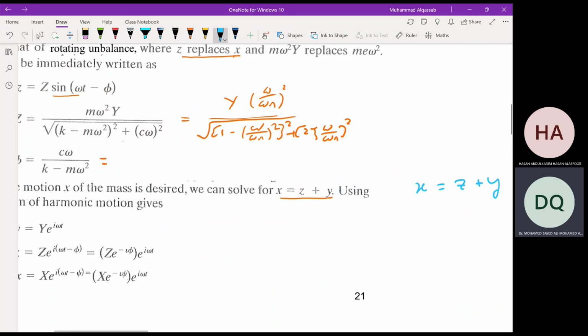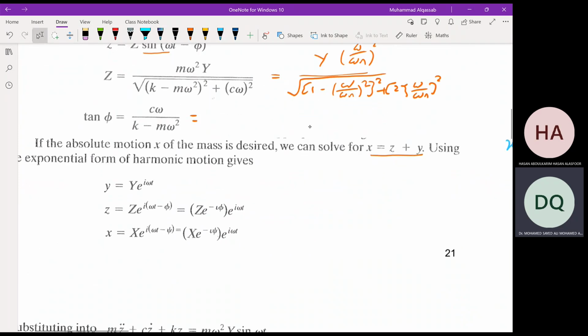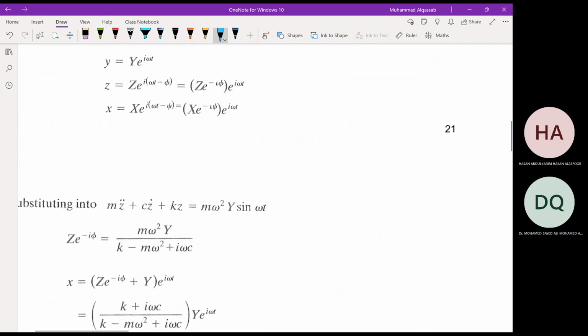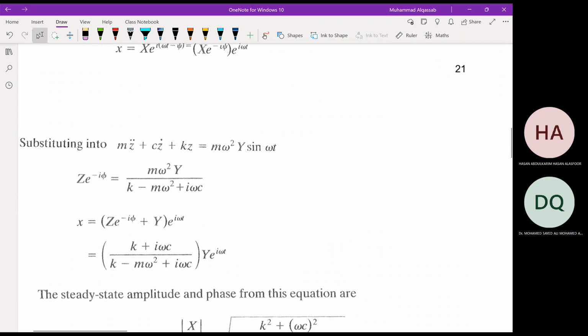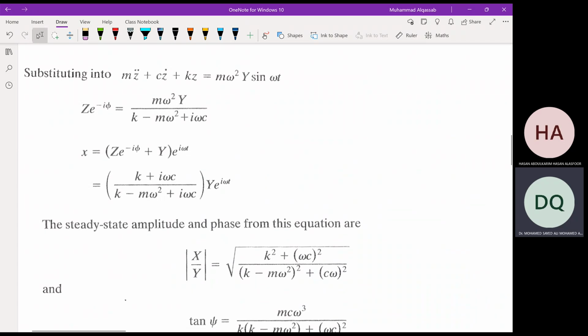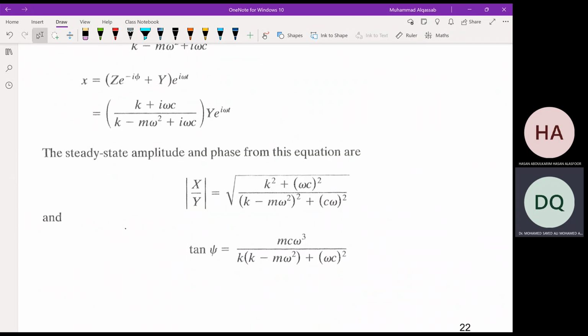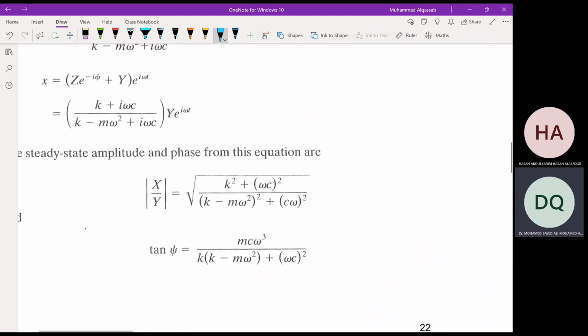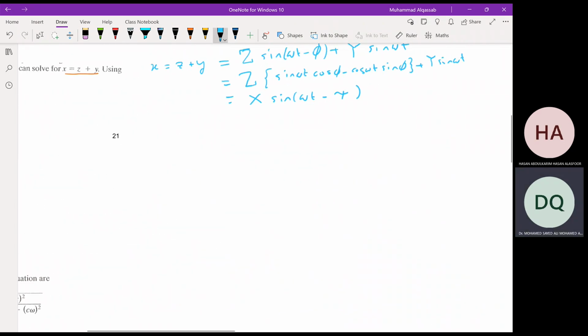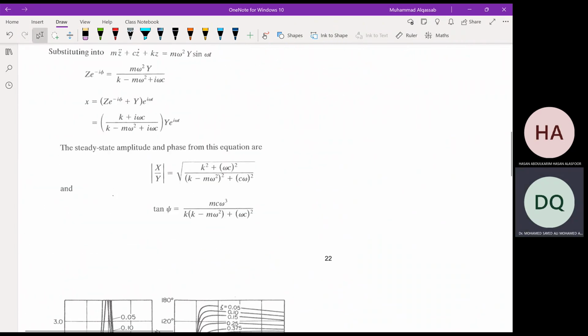Here he gave an approach using the complex harmonic motion, which is e to the i omega t, and the procedure is the same. Okay, the final equation, all this is math. I will not go through it. What we need is the final equation. The amplitude: at the end we will get x equal to, as I gave you there, X sine omega t minus psi. Okay, I will repeat it here.